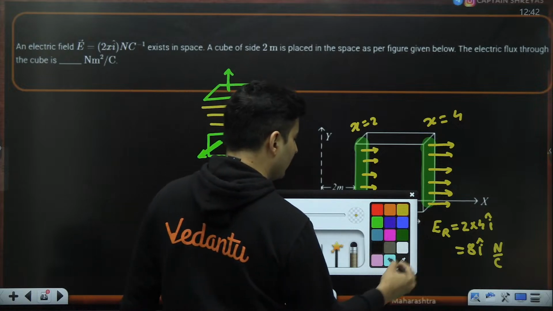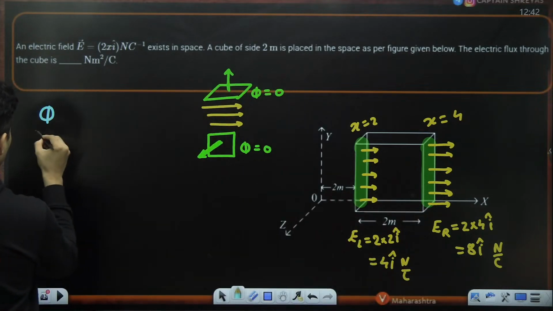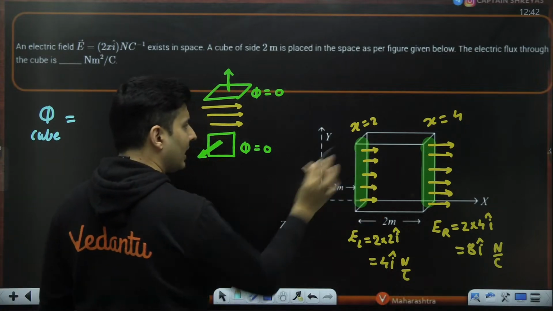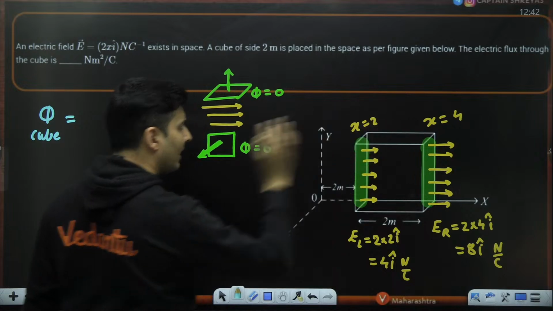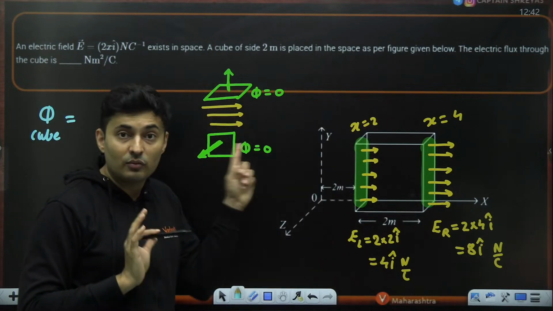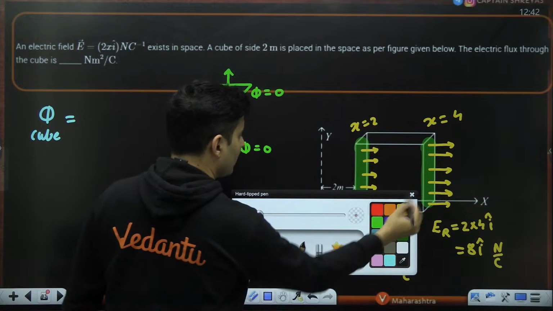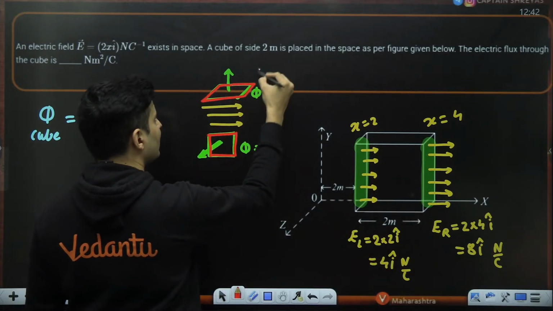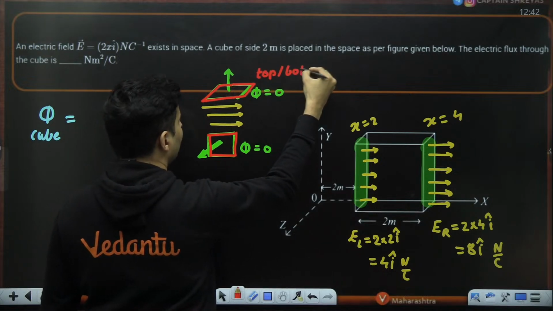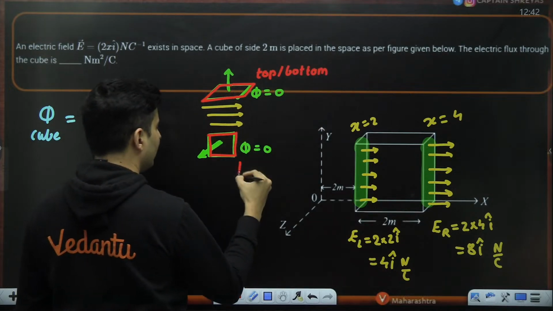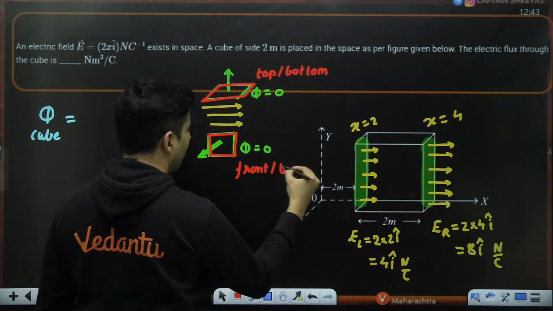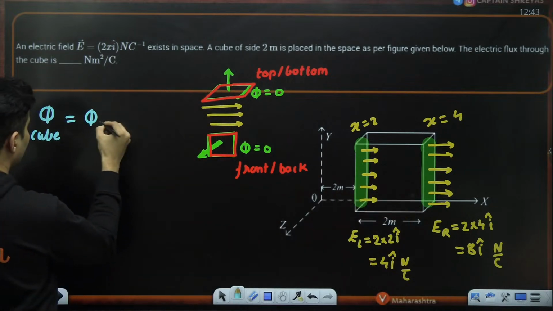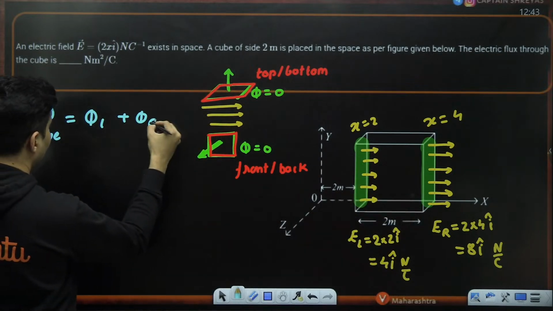Now I want to find the total flux of that cube. The only contributors are the left face and the right face. The top, bottom, front, back are not contributing. That's very, very important. One face is on the top or at the bottom, and one at the front or at the back. They are not participating in the flux. So it is only the flux due to the left face plus the flux due to the right face.